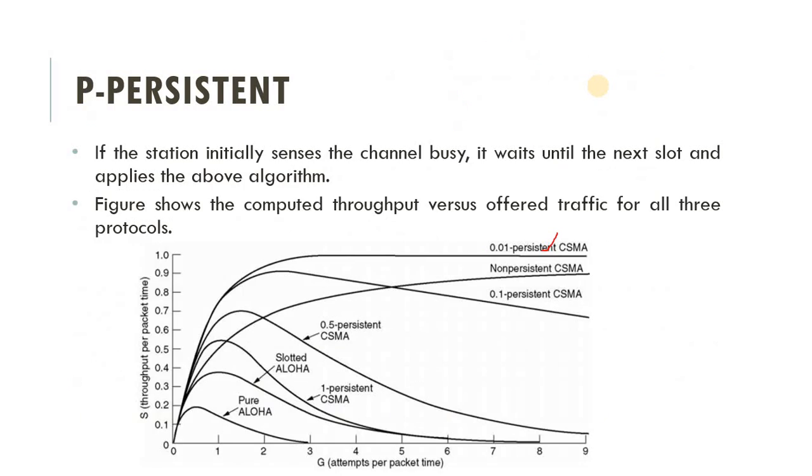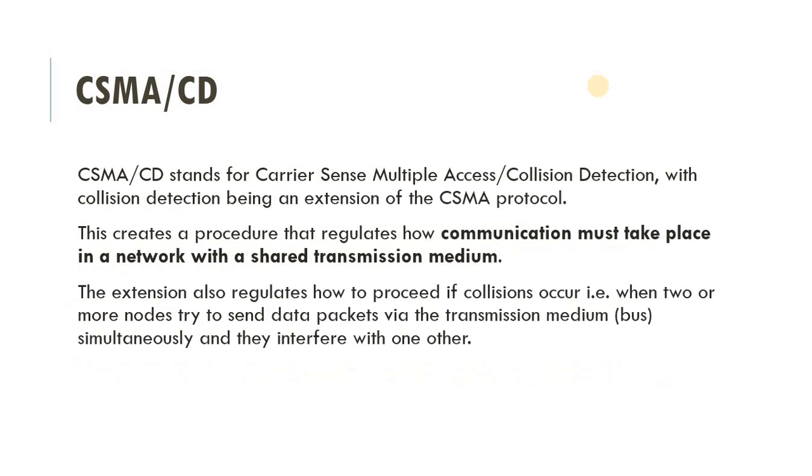So in this situation we are not using the acknowledgement. Then now what are we using? Collision detection, being an extension of the CSMA protocol, creates a procedure that regulates how communication must take place in a network with a shared transmission medium. The extension also regulates how to proceed if a collision occurs when two or more nodes try to send data packets via the transmission medium simultaneously and interfere with one another.